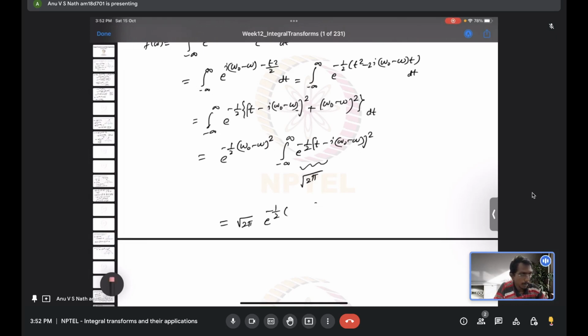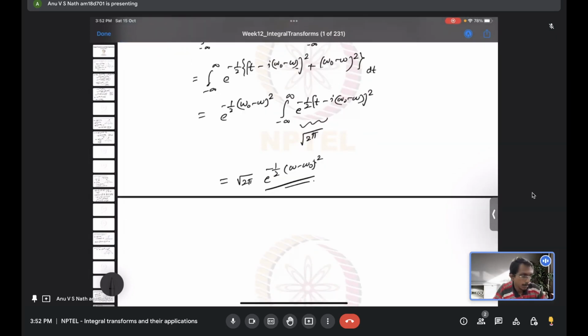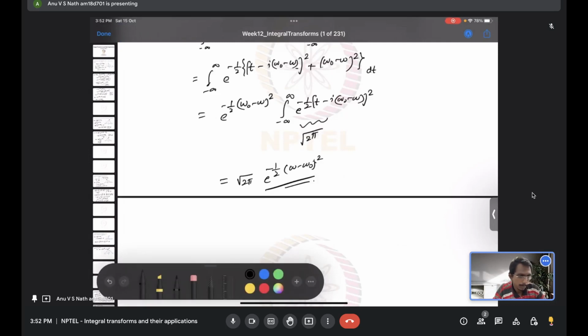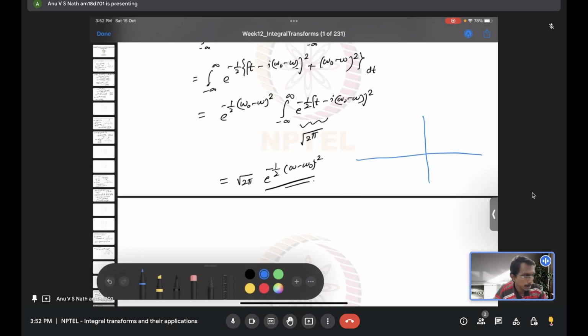Because of the square, you can also write it as omega minus omega 0 the whole square. Both are the same. So that's the solution. Any questions on this? See, actually the Fourier transform is a real quantity. Now what we will see is that it's just a Gaussian. If you plot the Fourier transform of the Morlet wavelet, it is just a shifted Gaussian, with omega 0 being the intrinsic frequency, scaled by square root of 2 pi. But basically it's a shifted Gaussian.